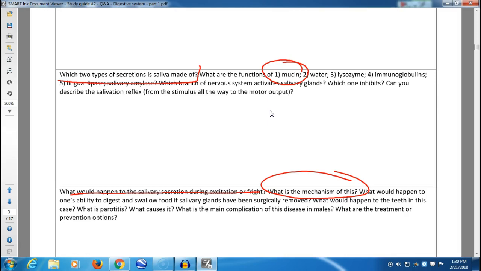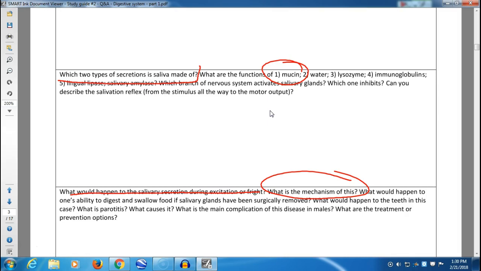If salivary glands are removed, what are you not going to have? Specific functions. It will be hard to swallow because food is not sticky. It wouldn't be moist. Arguably one of the most disgusting words in the English language, the word moist. So it would be hard to swallow. You would lose the digestive activities in the mouth, right? And your teeth will get totally destroyed because you would not have antibacterial activities. Okay?